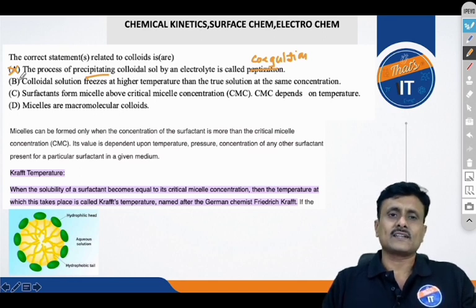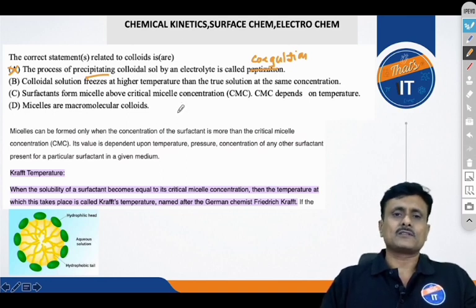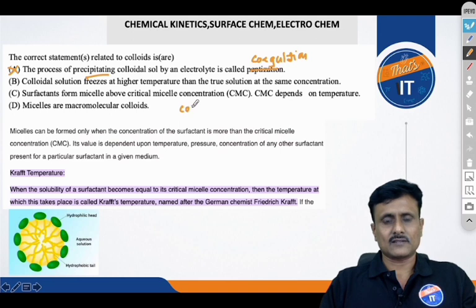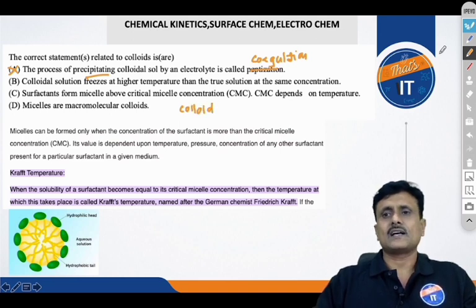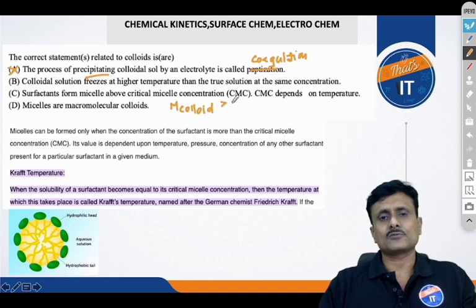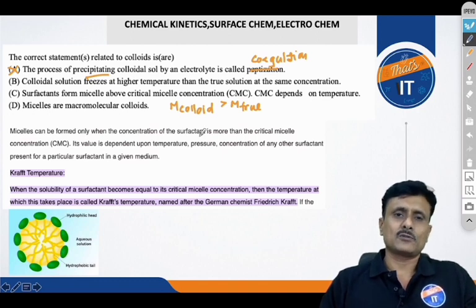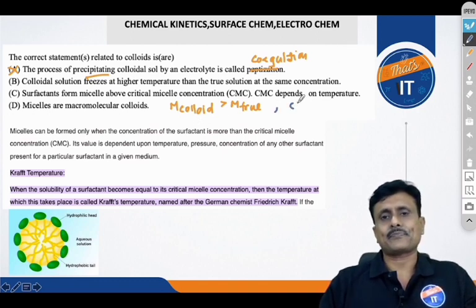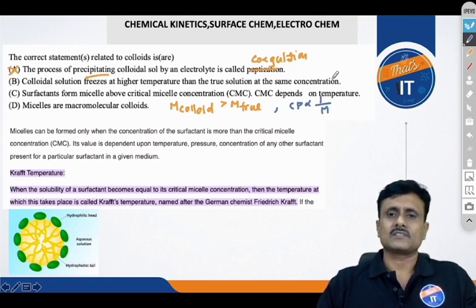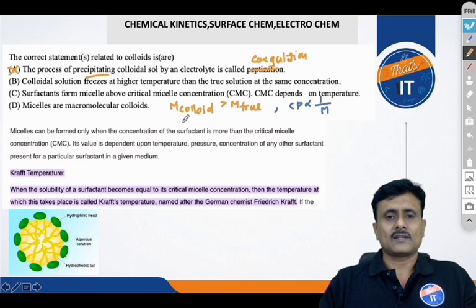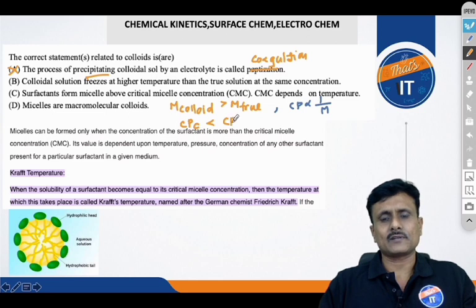Colloidal solution freezes at higher temperature than the true solution at same concentration, right? You know that if you take the colloidal solution, I will be writing here that colloidal solution has more mass than the true solution. We study this as the basic property distinction between the colloid and true solution, and we know that colligative property is inversely proportional to the molar mass, isn't it? It's directly proportional to moles, hence inversely proportional to molar mass. Therefore, we can say that the colligative property of the colloidal particles is less than that of the true particles.